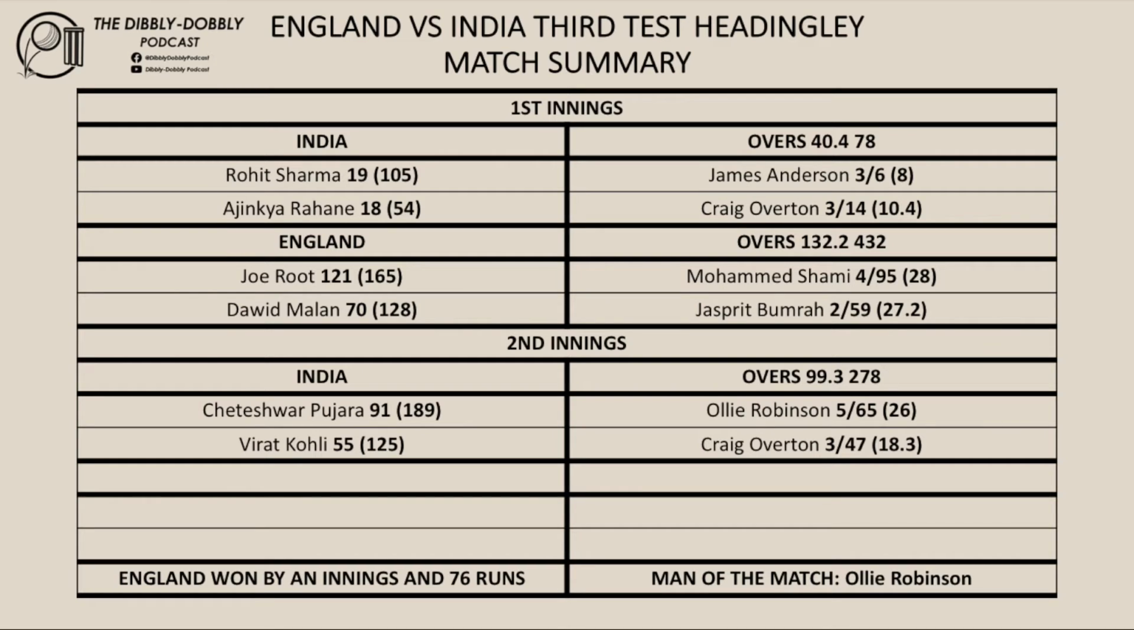India in their second innings, all out for 278. Cheshwar Pujara top scored with 91. And Ollie Robinson took 5 wickets for England. England won by an innings and 76 runs. And the man of the match was Ollie Robinson.